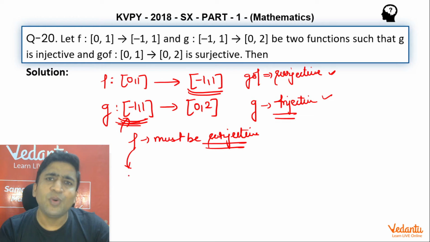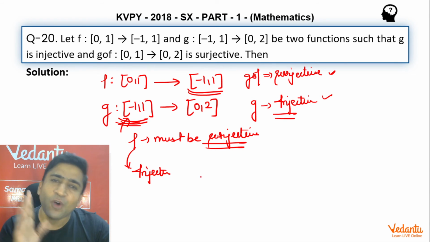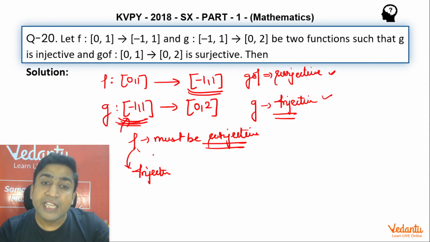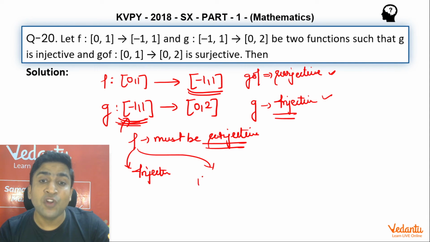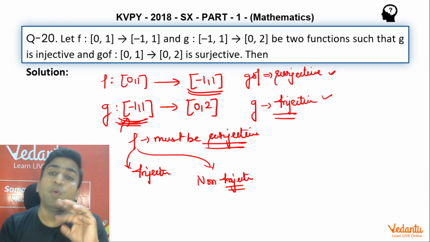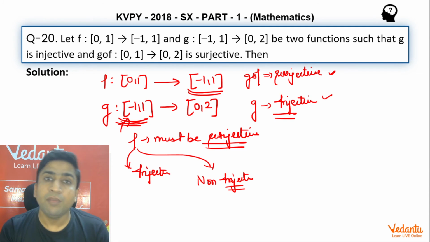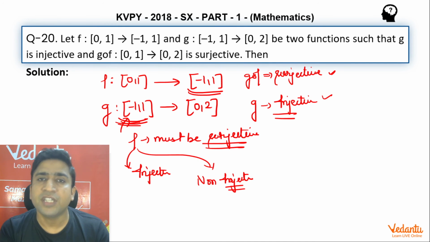Now, how about injectiveness of f? Guys, you need to understand it in a very beautiful manner: if f is injective and g is also injective, then no problem, g∘f can be surjective. It is perfectly fine. Even if f is non-injective, then also you can observe that g may still be injective and overall g∘f may be surjective. So I am saying that the nature of f with respect to injective or non-injective does not really matter. It may be injective, that is fine. It may be non-injective, that is also fine. In both cases g∘f can be surjective and g can be injective.